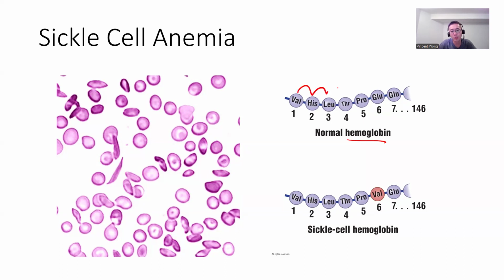So when you read this sequence all the way to 146, which level of the structure is this? Is it primary, secondary, tertiary, or quaternary? When you read the amino acid sequence, it's the primary. And what determines the primary sequence?